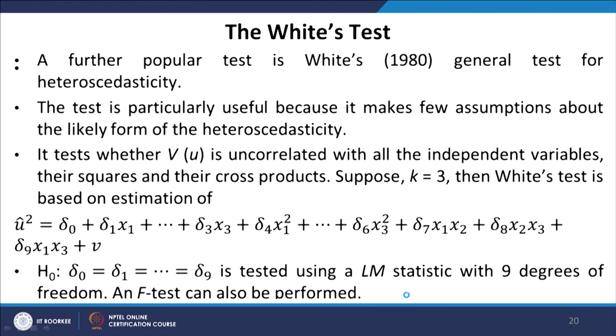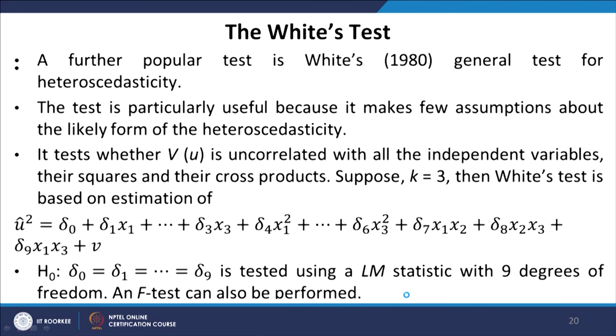And the last test that we discussed is White's test. A further popular test is White's test, which was given by White in 1980, which is a general test for heteroscedasticity. The test is particularly useful because it makes few assumptions about the likely form of heteroscedasticity. So, unlike the Breusch-Pagan test, it does not consider only a linear combination of the independent variables for u hat square. It tests whether the variance of u is uncorrelated with all the independent variables, their squares and their cross products.